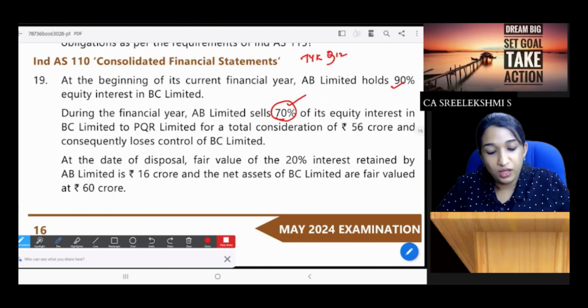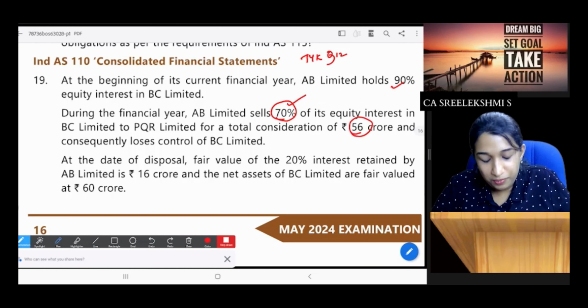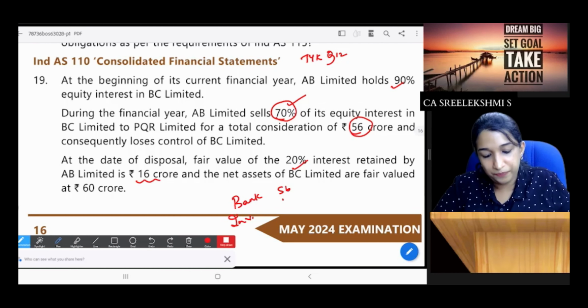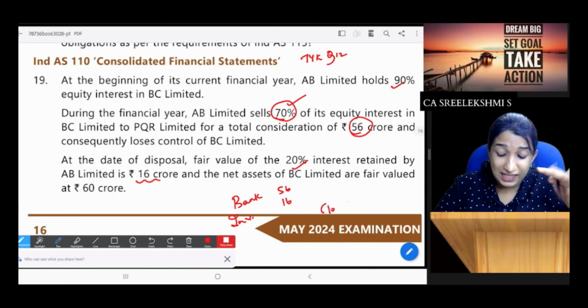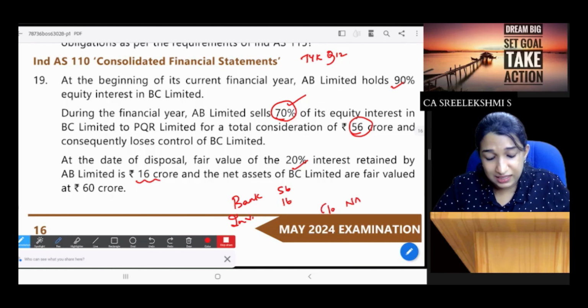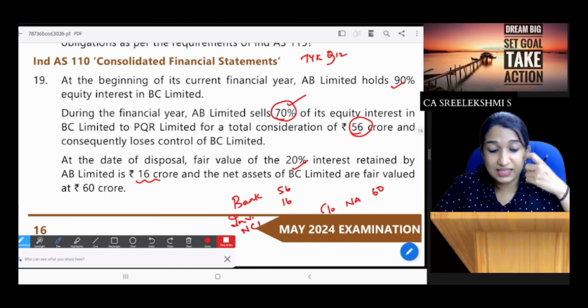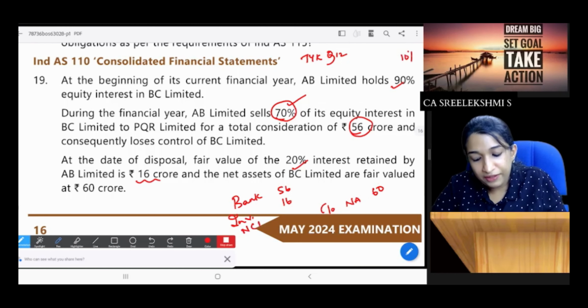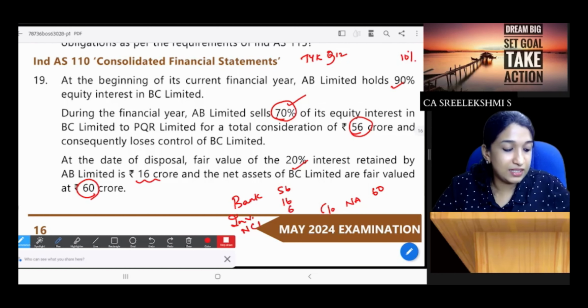70% shares sold for a total consideration of 50. Even the amounts are same. So disposal, bank, debit 56. Fair value of 20% interest retained, investment, debit 16. Derecognize, so no consolidation required, derecognize net assets 60 crores. Derecognize NCI, already NCI 10% was there. If the net worth is 60, NCI is 6. So 56 debit.